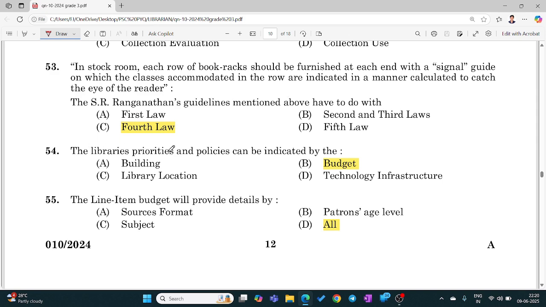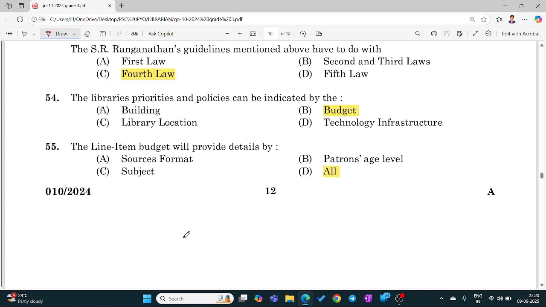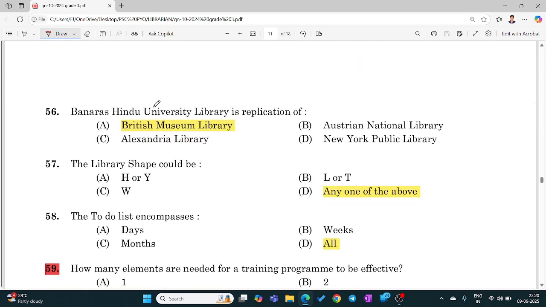The library's priorities and policies can be indicated by the budget. The line item budget will provide details by sources, format, patron's age level, and subject. Banaras Hindu University Library is a replication of British Museum Library.